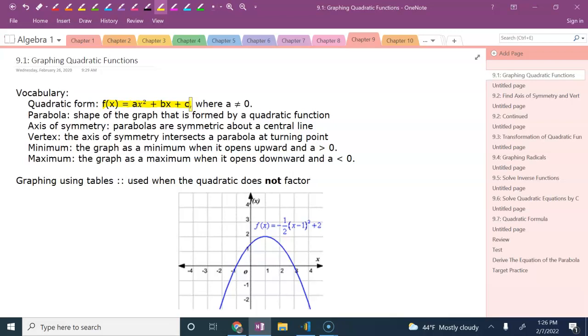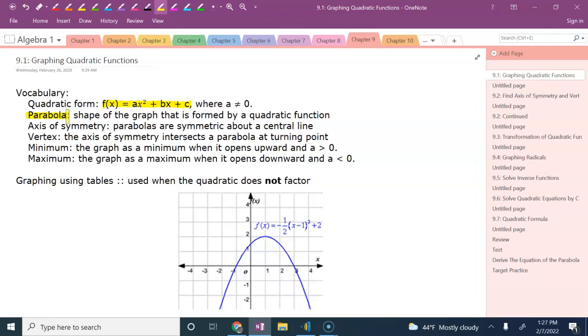A quadratic form has a shape that's called a parabola. It's just the shape of that graph. All of these are going to be U shapes. They're going to either open up or open down, but they're all going to have this curved, U-ish, rainbow or arch type shape.